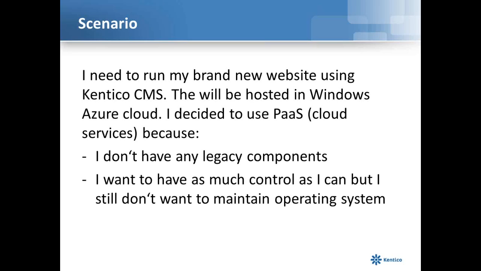You also want to use the platform as a service model. The previous sessions already covered this, but you choose platform as a service because you don't have any legacy components. It's a brand new website, so you don't need to go with virtual machines and infrastructure as a service, but still you want to have as much control as you can, so you don't want to go with Kentico Plus or Windows Azure websites. On the other hand, you don't want to maintain your operating system, so that's why you chose the platform as a service model, cloud services with Windows Azure. So this is the scenario, and let's get started.